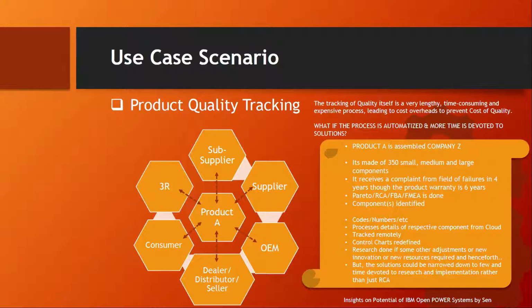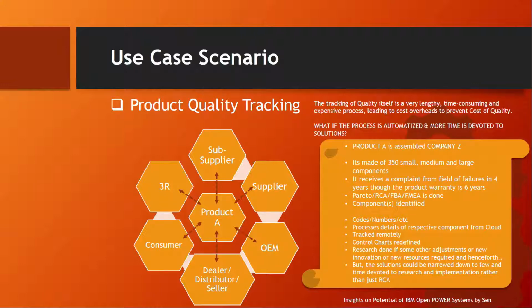So if I'm looking at any one aspect of it, let's say that we have a problem in any one of these areas. Let's say the sub-supplier has a problem in one of the components, or the supplier has a problem in one of the components.